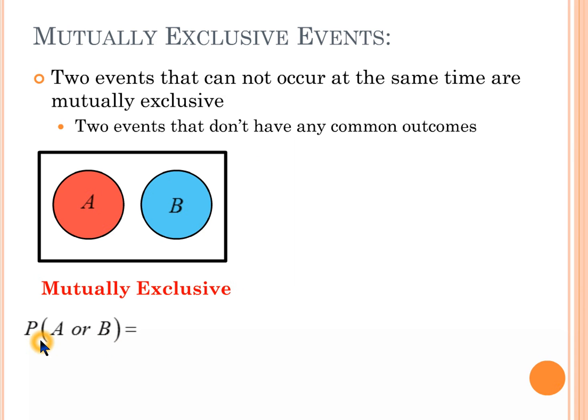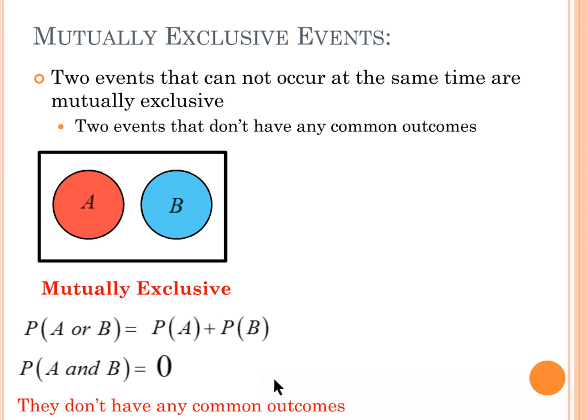So if I ask for the probability of A or B, this would simply be the probability of A plus the probability of B. So when we have a mutually exclusive situation, the probability of A or B is simply going to be the probability of A plus the probability of B. And the probability of A and B happening at the same time is going to be 0 because they're mutually exclusive. That means two events cannot occur at the same time. So that's why we have a 0 here. They don't have any common outcomes.